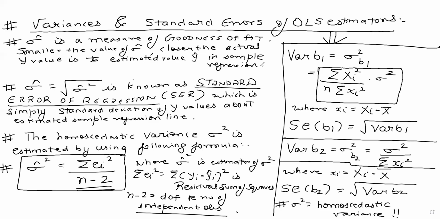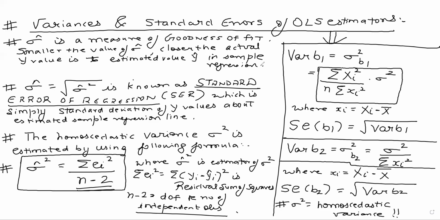So we would want sigma hat to be as small as possible, because the lower the value of sigma hat, the closer our actual y values will be to the estimated y values, which means we have fitted a good regression line from the sample.